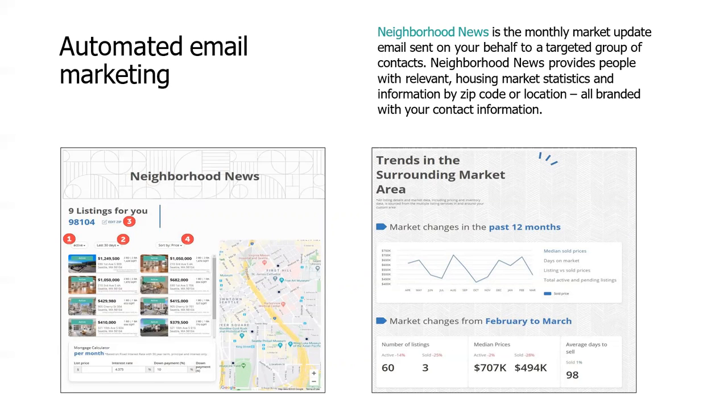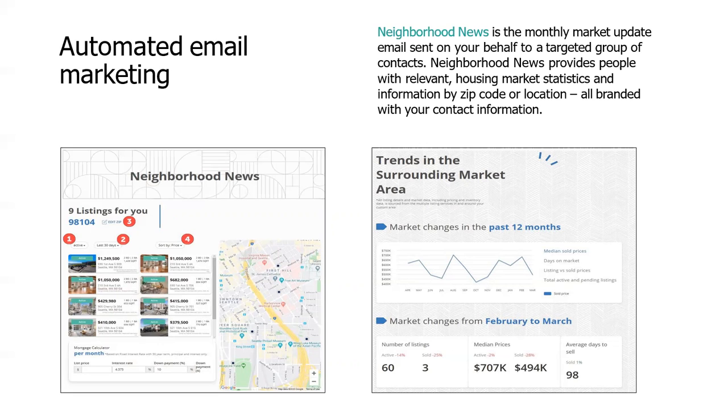It's a monthly market update sent to a targeted group of contacts on your behalf from the software. So it provides your contacts with relevant housing statistics and information based on what's interesting or important to them. You can set it up by zip code, by their neighborhood, or by their location. And the data that comes to them is about their neighborhood or their zip code. The software has all your contact information built in and it's branded back to you personally.